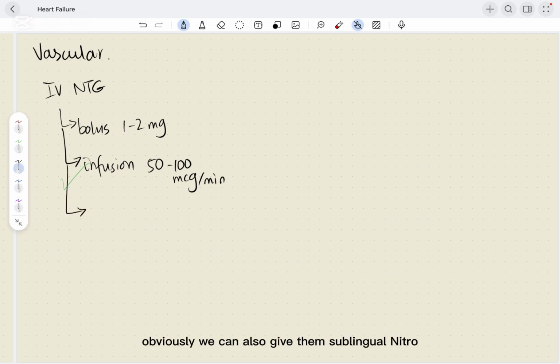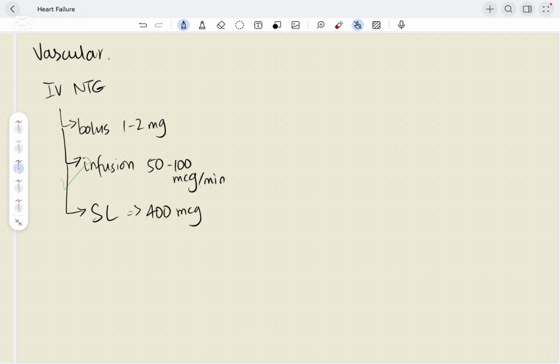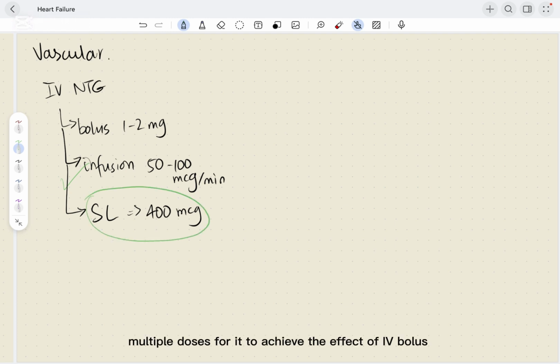Obviously, we can also give them sublingual nitro, in which the dosing is usually 400 mics. But the problem with sublingual is that it needs multiple doses to achieve the effect of an IV bolus. And obviously, there is oral as well, but oral is generally not advocated for in the ED because it takes a long time to act and is not as efficacious. So, the bottom line and the main takeaway that I want you to take from this is that bolus is the best strategy, and otherwise, you can consider starting them on an infusion.